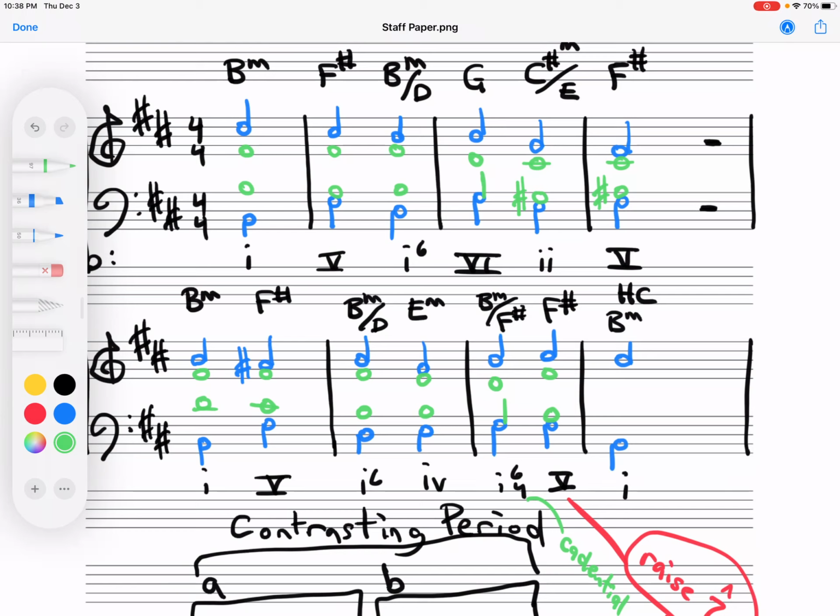And I'll tell you right now, this is a very unusual resolution for a 1/6/4 chord. I shouldn't say very unusual, but it's not your typical. So usually 1/6/4s, again, they resolve downward. I'm going to leave it though for now.